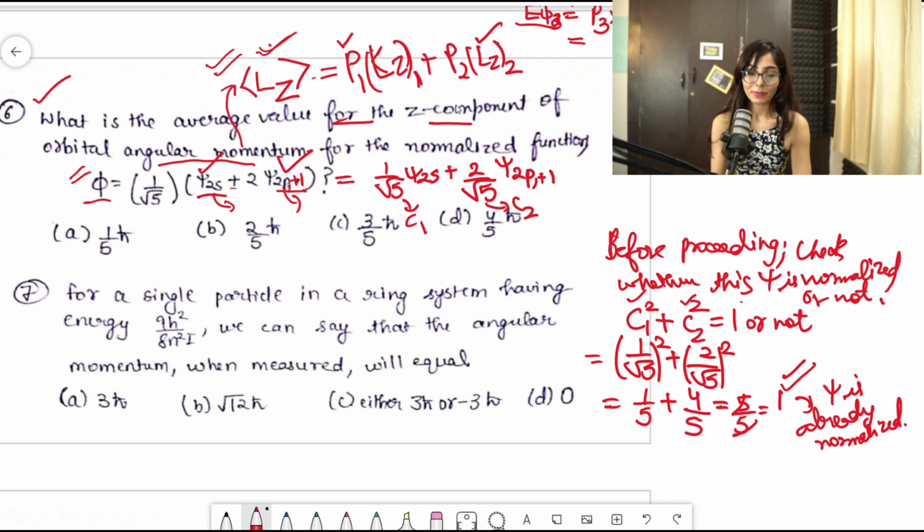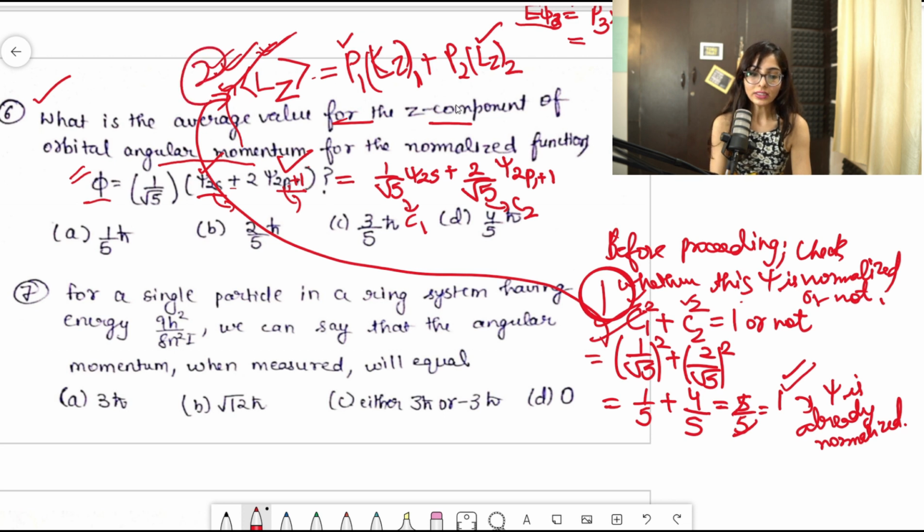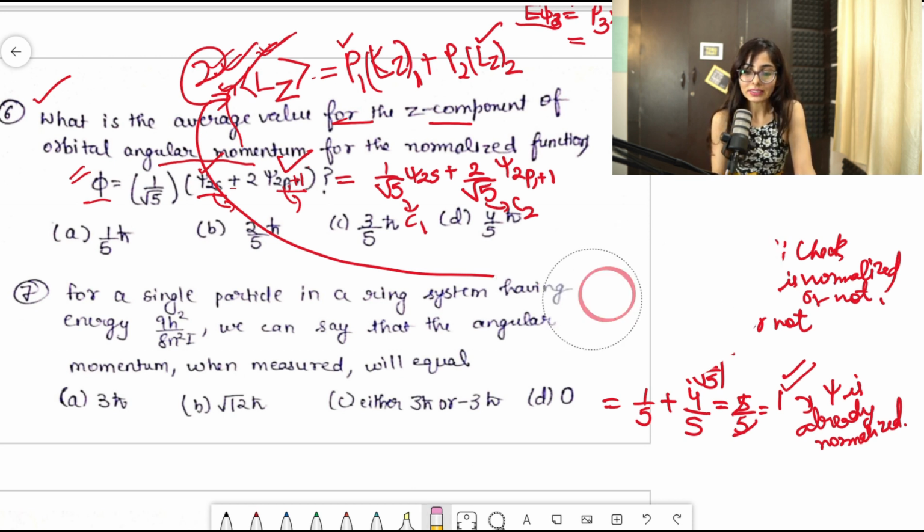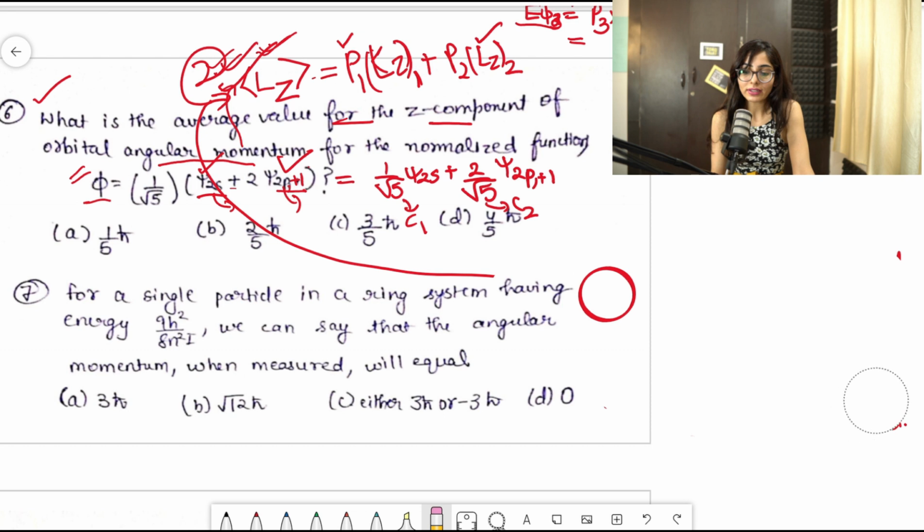So now it is normalized, so I can easily move to this condition. I can move to this condition only when the first condition is satisfied. This is the first step and this is the second step. Clear? So let's see how to proceed further. You all must know what you have to do now. You have to find these probabilities. Obviously you have to first find P1 and P2, as I have written above, and then you have to find LZ1 and LZ2.